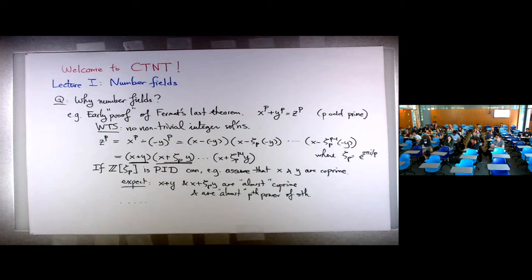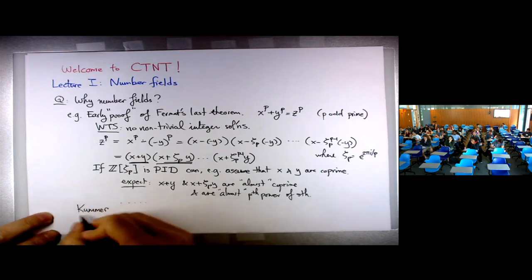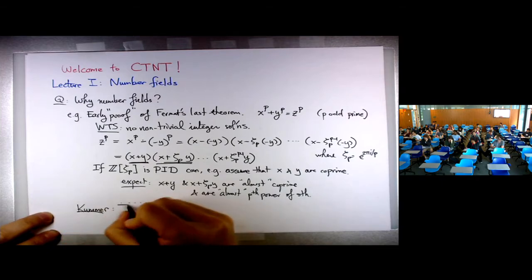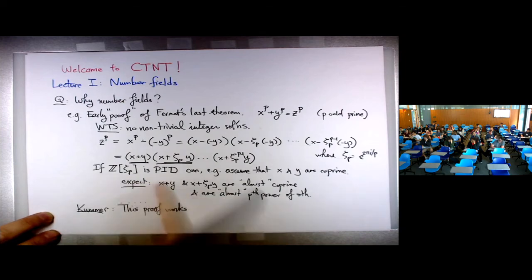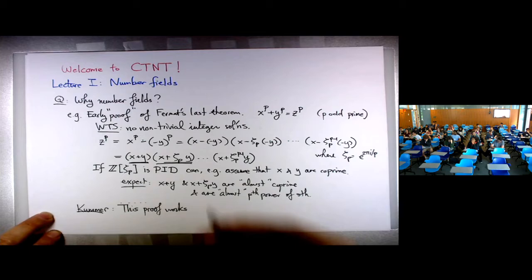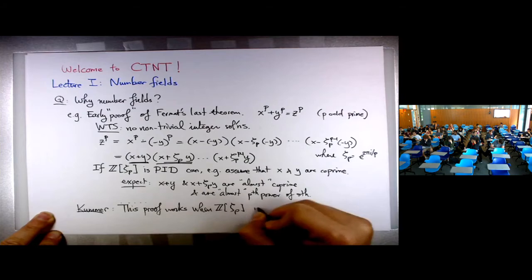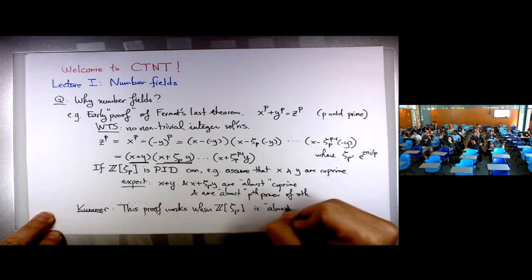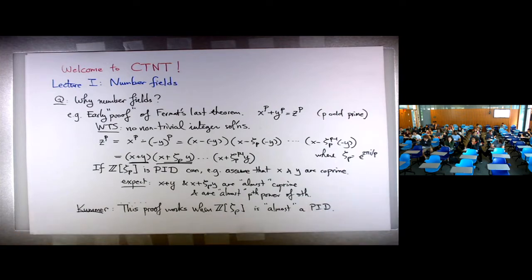So the upshot, maybe I should say this. Kummer, using this kind of method, centuries ago, shows that this proof works. Not only when this Z adjoin zeta is a PID, but also when this ring is, let me say, almost a PID. I'll come back to this later to talk about what the condition really is. That triggered the study of algebraic number theory and algebraic number fields.